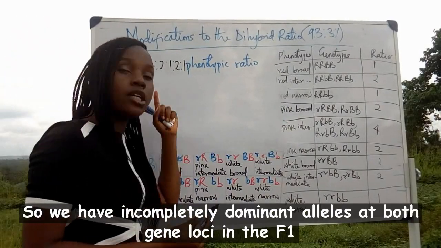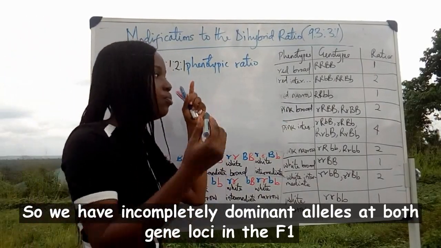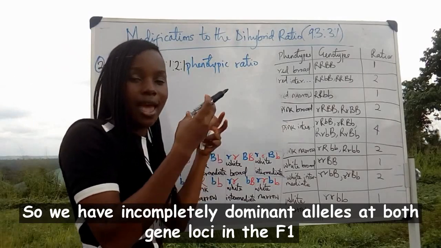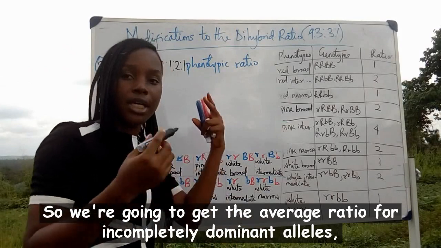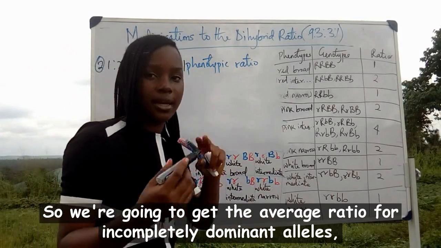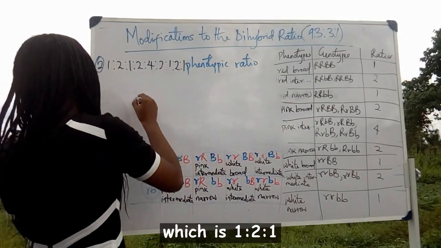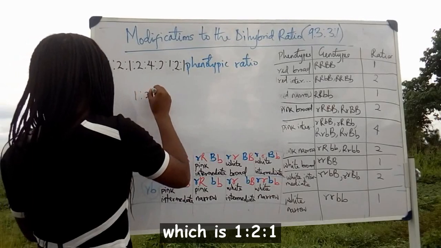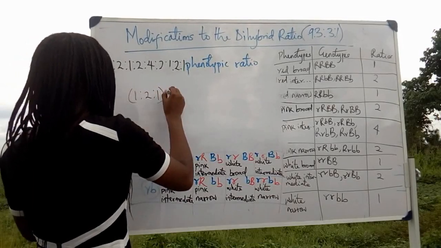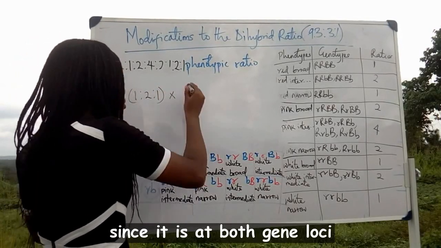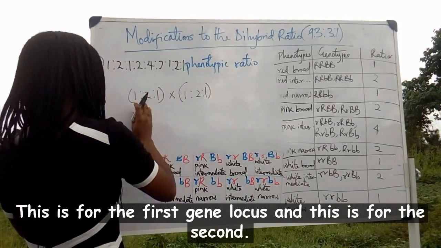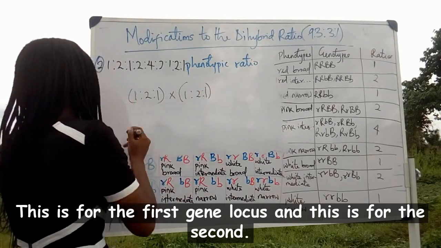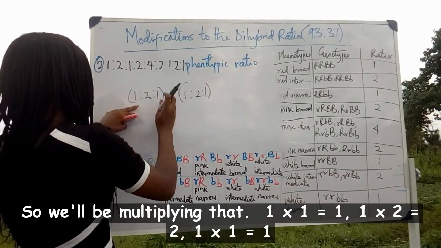So we have incompletely dominant alleles at both gene loci in the F1 parent. So we're going to get the monohybrid ratio for incompletely dominant alleles, which is 1 to 2 to 1, times, since it is at both gene loci, 1 to 2 to 1. This is for the first gene locus and this is for the second. So we'll be multiplying that.